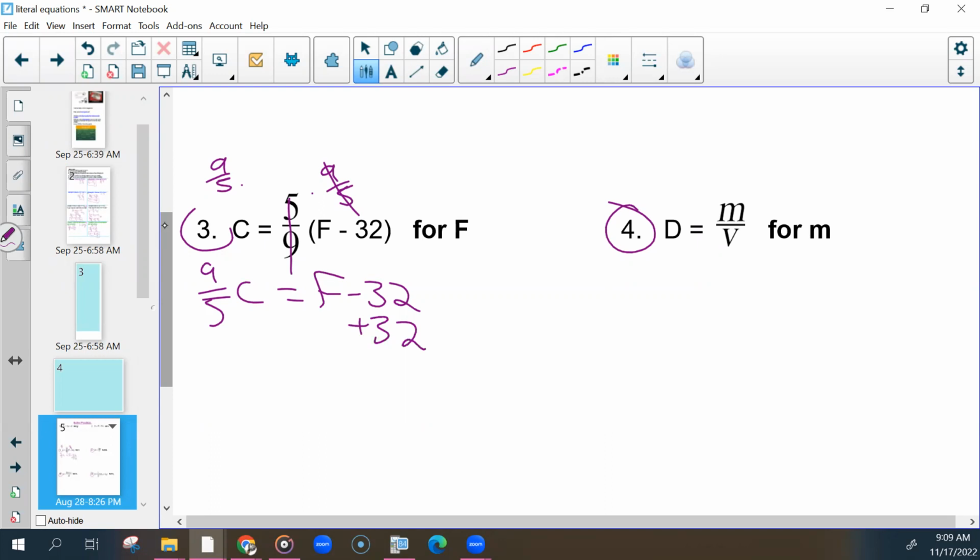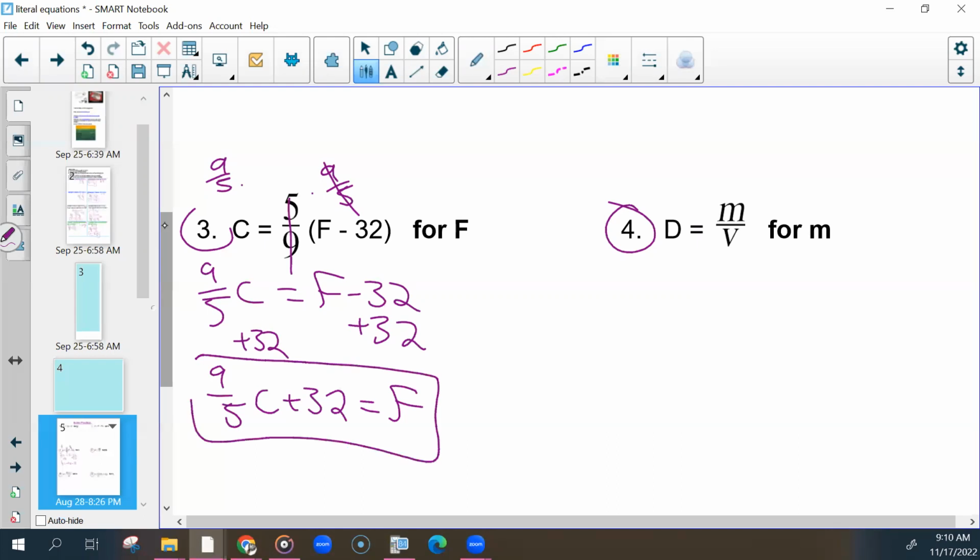Some of these are real life formulas or equations, like this one is how to convert Celsius and Fahrenheit back and forth. So now we have our equation for F. We wouldn't need to do anything else. That is our answer. Do we have any questions on that one?